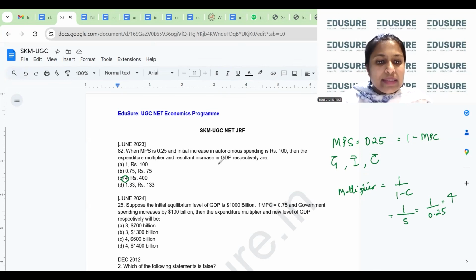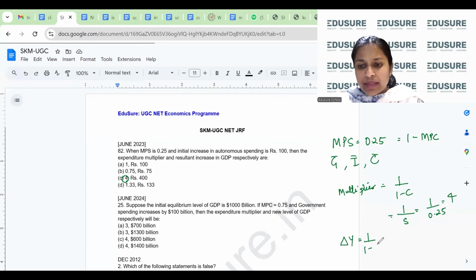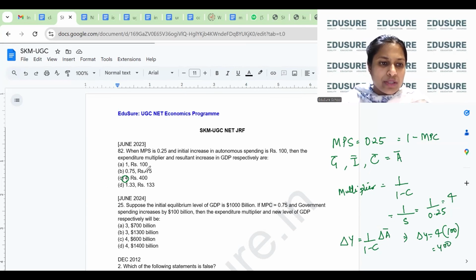The other is the resultant increase in GDP. So change in Y is going to be equal to the multiplier, which is 1 by 1 minus C, into the change in whatever factors. All of these are autonomous factors, so we call them A bar, dA bar. So change in y is going to be 4 times whatever is the change in the autonomous factor. It is 100 this time. So the answer should be 400, which is what is here. So the answer is correctly C.